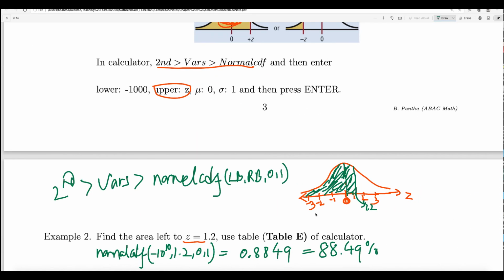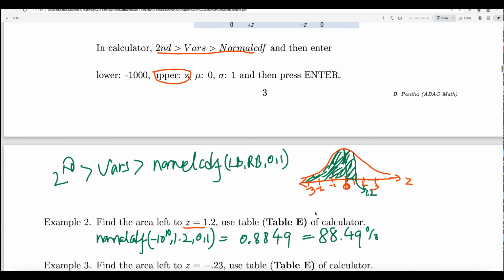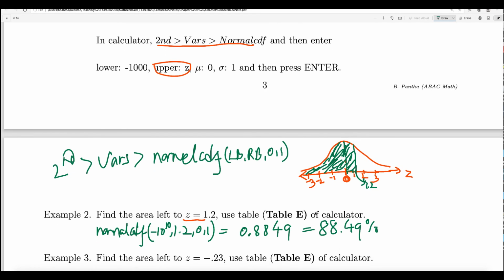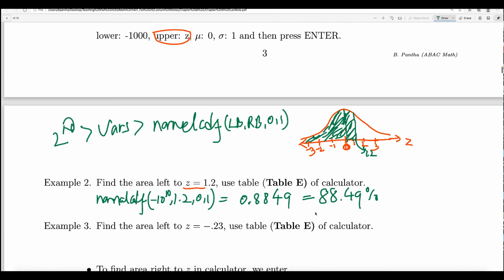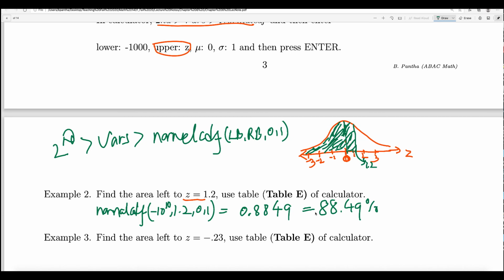So this is for the area left. One very important thing is that the calculator always finds the left area only. If you enter the number, it will find the left area. The very latest version of the TI-84 asks whether you want to find the left area, right area, or the middle area, and then you pick that. But in the TI-83 and older TI-84 versions, it always finds the left area.